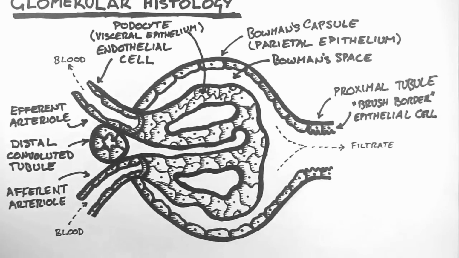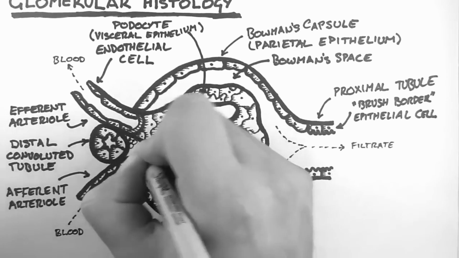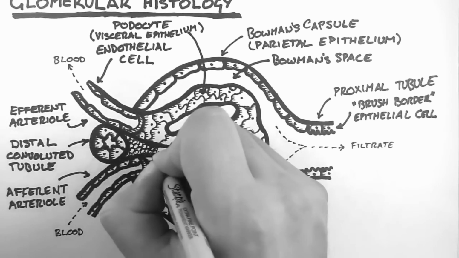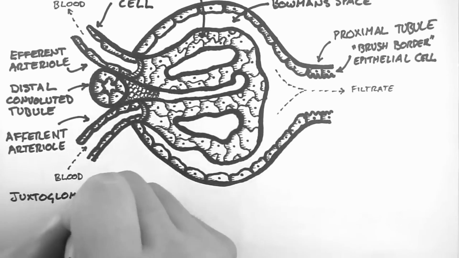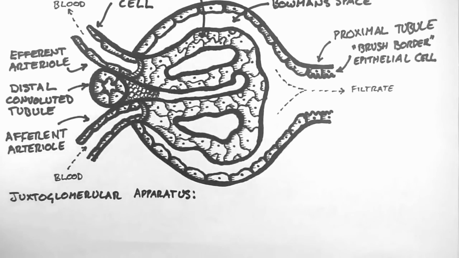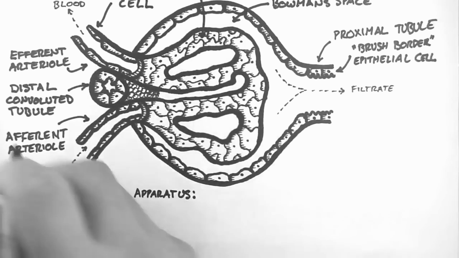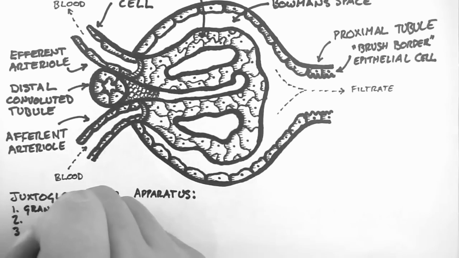Between the distal convoluted tubule and the glomerulus, there is a highly specialized group of cells called the juxtaglomerular apparatus. Again, not to be confused with the juxtamedullary nephron, which is something else entirely. So I want to talk about the juxtaglomerular apparatus because it is super important. There are three cell types in the juxtaglomerular apparatus.